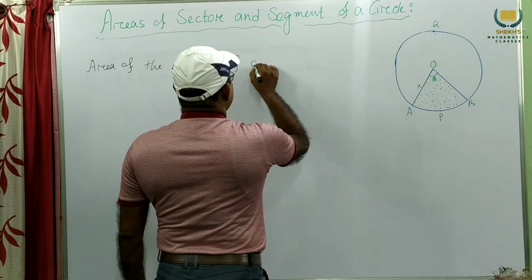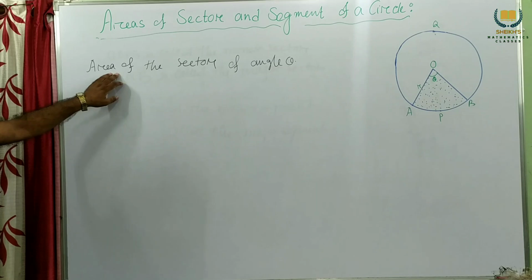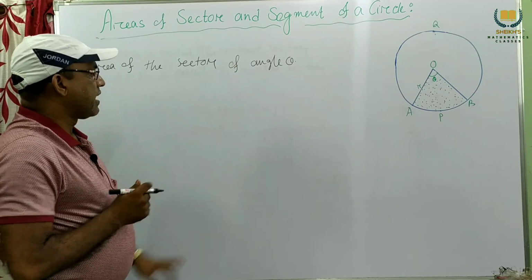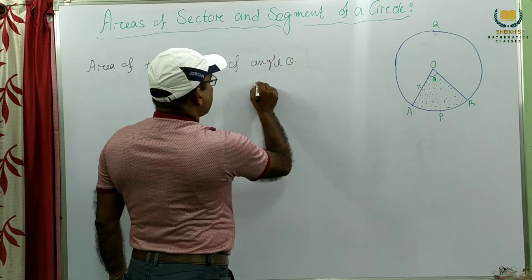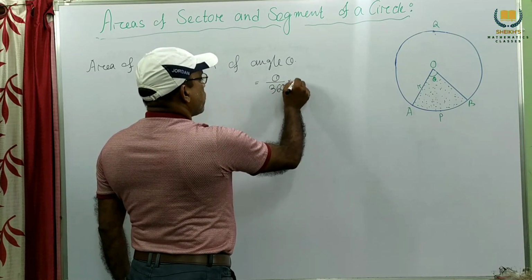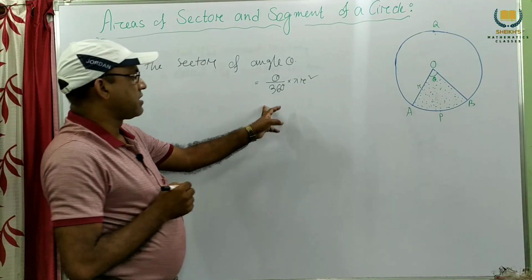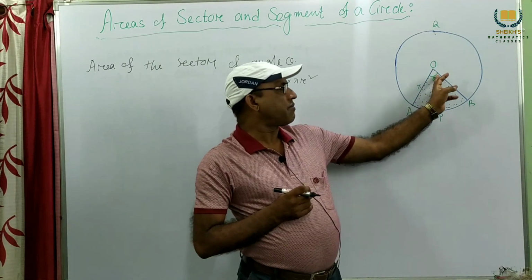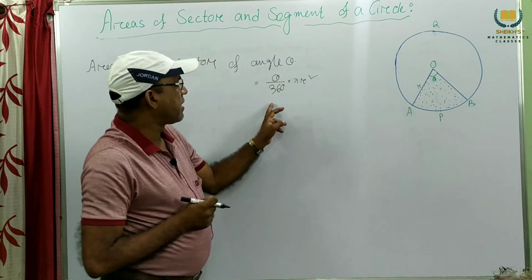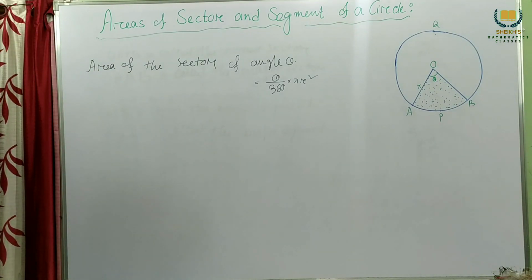Area of the sector of angle theta. Now what is the formula? This formula is theta by 360 into pi r square. This is the formula. If sector angle is given and radius is given, then area of this portion is theta by 360 pi r square. This is our sector area.